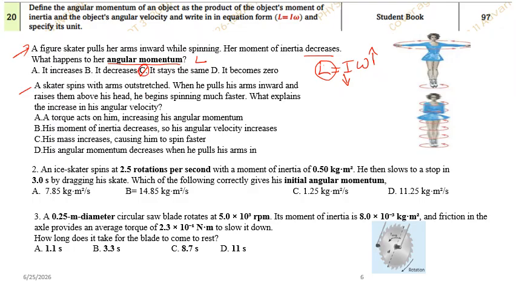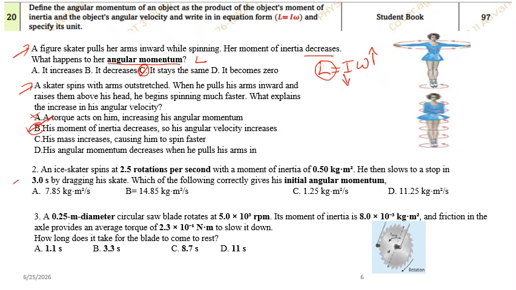Now again, same question. A skater spins with the arms outstretched. When she pulled her arm inward, raised above her head, she begins to spin much faster. What explains the increase in her angular velocity? First option: a torque acts on her, increasing the angular momentum. No, there is no external torque acting. That's wrong. Her moment of inertia decreases, and her angular velocity increases. Yes, correct. As she brings the arm closer, moment of inertia decreases and angular velocity increases. So B will be the correct answer.